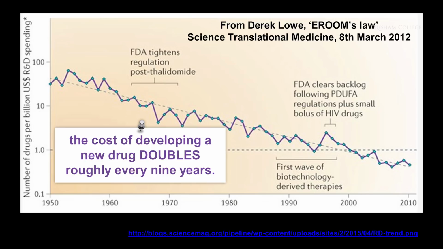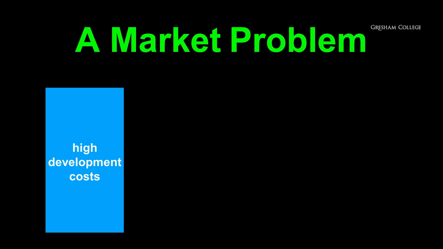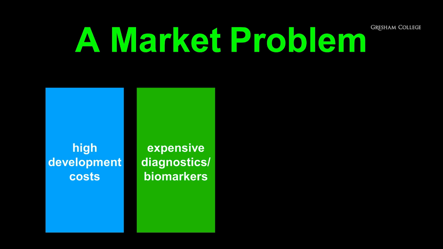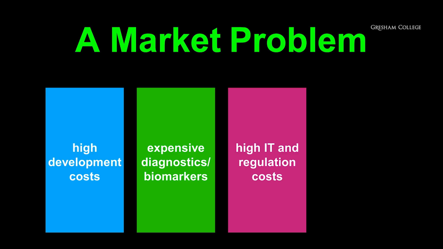There are enormous development costs, expensive testing to differentiate those of you who will respond and those of you who won't, and it's going to cost shed loads of money to keep all the information safe. And the market is tiny because we've split you into a tiny group of people. That makes it quite challenging from a business perspective.